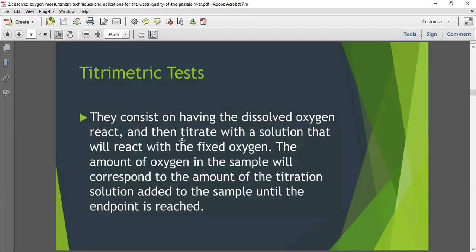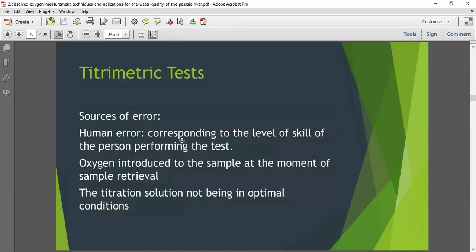This is a titrimetric test, also Winkler's method. The sources of error: human error corresponding to the level of skill of the person performing the test, oxygen introduced to the sample at the moment of sample retrieval, and the titration solution not being in optimal condition.